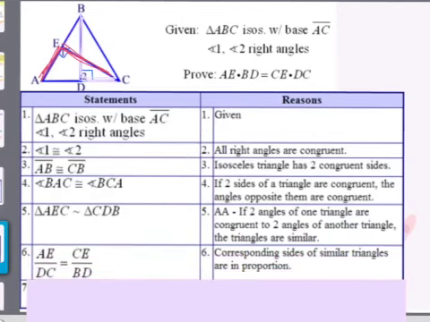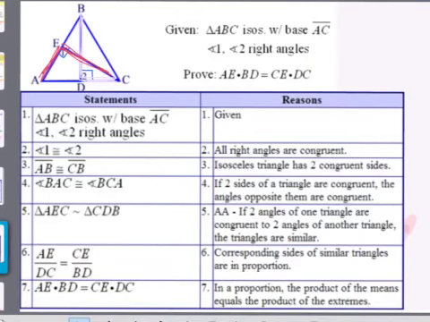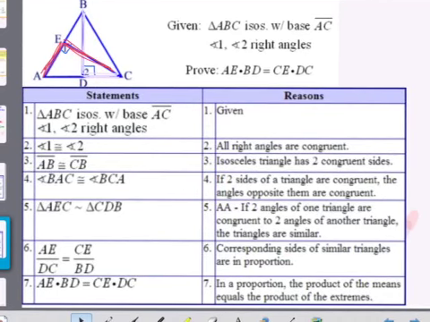which means that the sides are in proportion. So AE over DC is equal to CE over BD, and that's because corresponding sides of similar triangles are in proportion. And finally, we want to prove this, that AE times BD equals CE times DC. Well, in order to do that, if it's a proportion, isn't it true that we can just cross multiply? Therefore, our last statement is that AE times BD equals CE times DC, because in a proportion, the product of the means equals the product of the extremes.